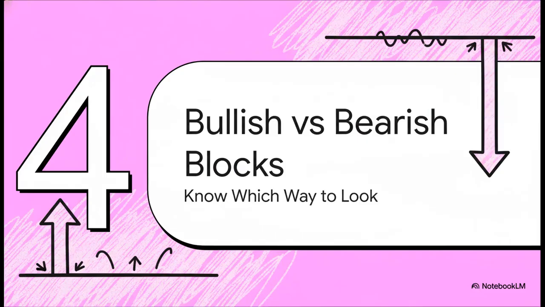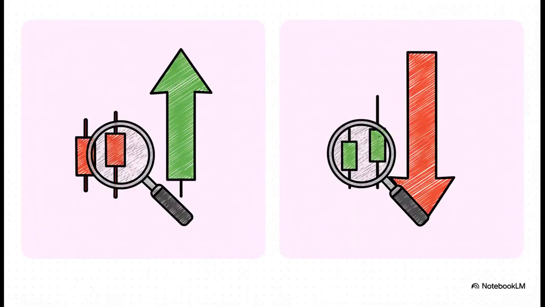Now, of course, these roadblocks aren't all the same. Sometimes they act like a floor that price bounces off of, and sometimes they're more like a ceiling that price just can't break through. So that means we need to know the difference between a bullish order block and a bearish one. And honestly, telling them apart is way simpler than you might think.